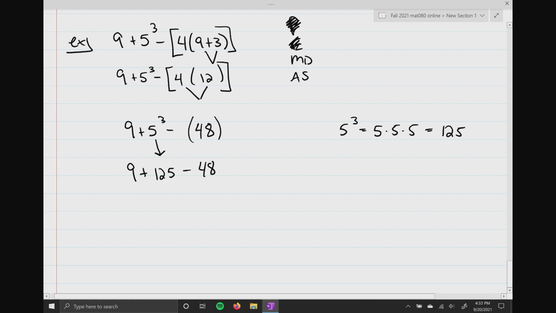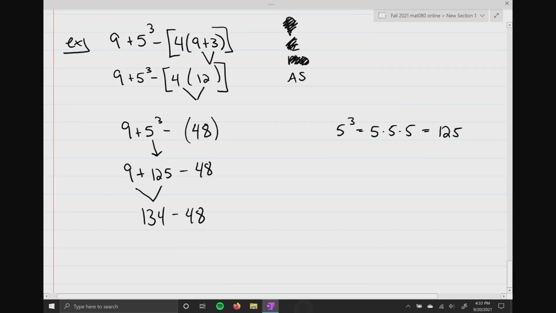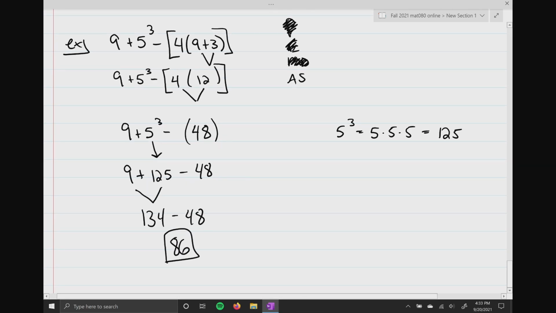There are no multiplication nor division. So the only thing I have to do here is just add or subtract. So let's go from left to right. 9 plus 125 is 134. And now I just need to subtract 134 minus 48. And that gives us 86 for a final answer.